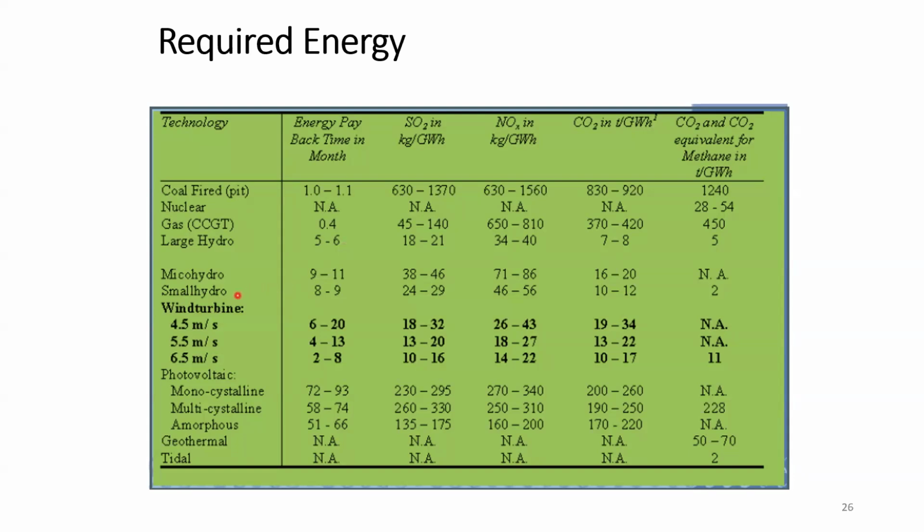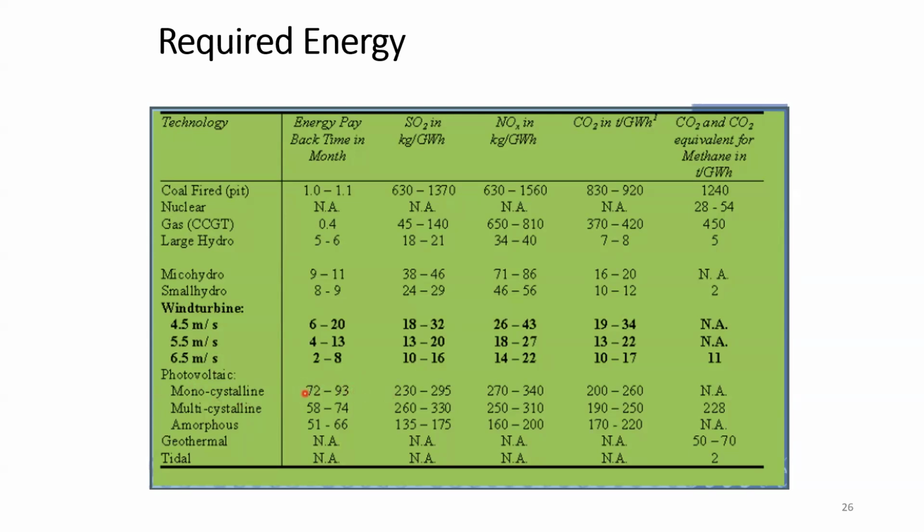Here there are micro hydro, small hydro, wind, and solar. Actually, solar is very much the worst from this point of view. You can see here, sometimes 72 to 93 months. That means sometimes it is more, almost 5 to 10 years, because of the energy it consumes at its production time, it requires this much time to generate the same energy.